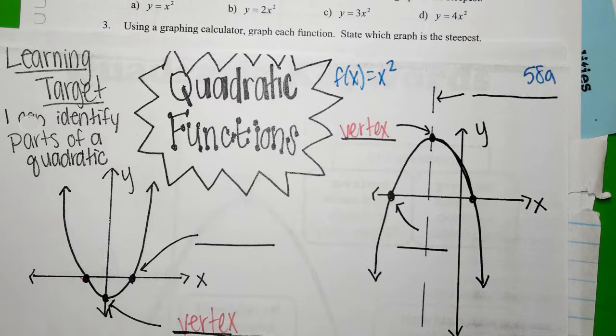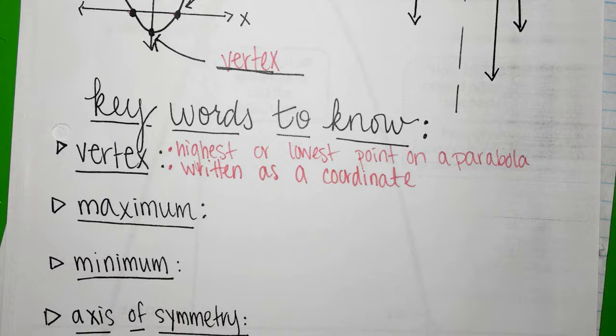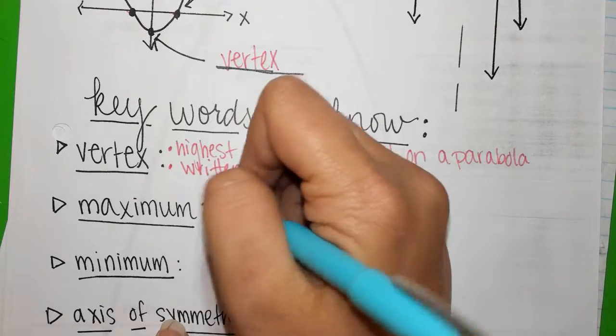Well, I see the line of symmetry. The word that we're talking about is a maximum. What is a maximum? Top. High. It'll be the highest. Let's put a negative number.